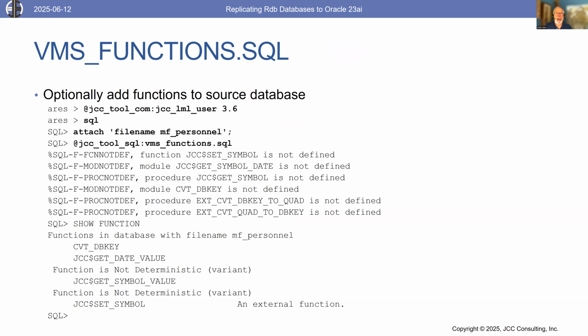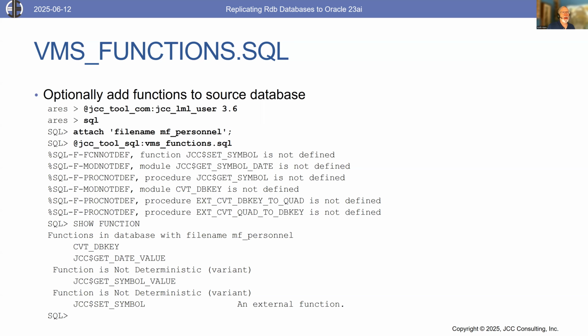You can optionally add a set of VMS functions that we provide the script for. This allows an SQL procedure, an RDB SQL procedure, to access system services such as set symbol and get symbol, and to get dates and so on. Add this and do a show functions. This is not actually required.